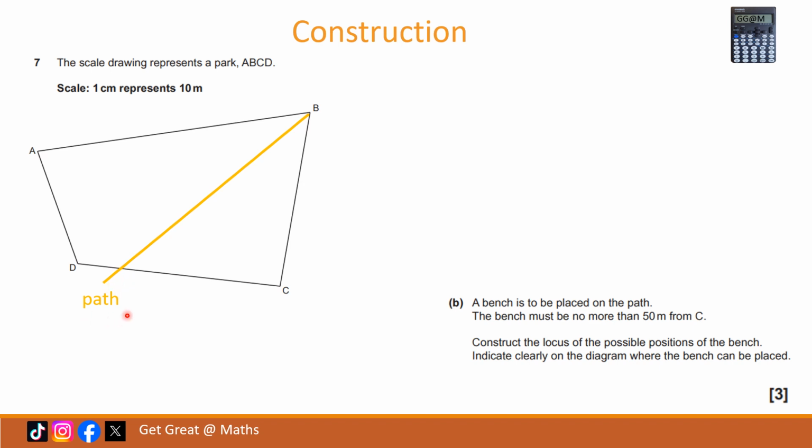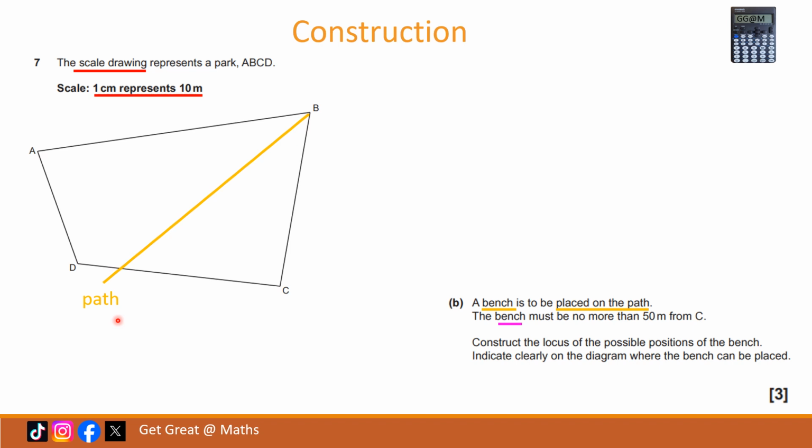Now we're going to be looking at the keywords from this question. We've got a scale drawing, which means this diagram isn't to scale, so it is smaller, so you can't use the exact measurements on the diagram. You're told that 1 centimetre equals 10 metres. And you've got to work out where a bench needs to be placed, and the bench must be on this path that you worked out in one of my earlier videos, so please look back.